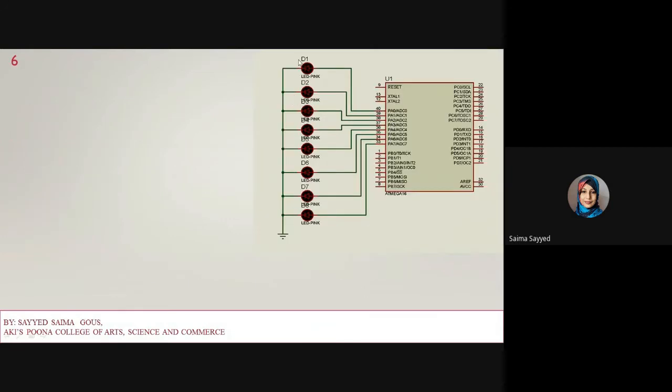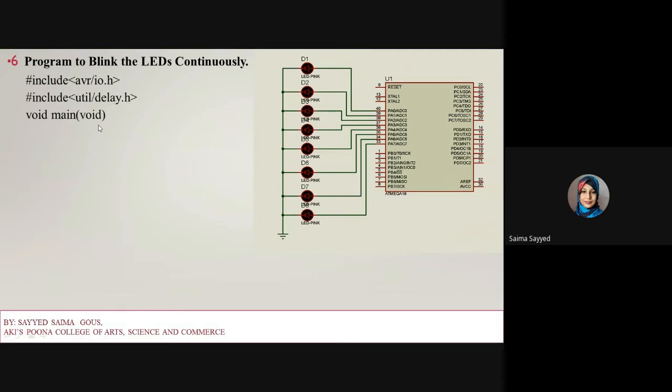All LEDs are connected to port A, which means port A acts as an output port. So we are going to write one program to blink the LEDs continuously. First is #include <avr/io.h>. This is the header file for the AVR microcontroller, which is nothing but the input output header file of AVR. Then this is the delay header file, util/delay.h. Then void main, the start of the main program. Then DDRA is equal to 0xff.